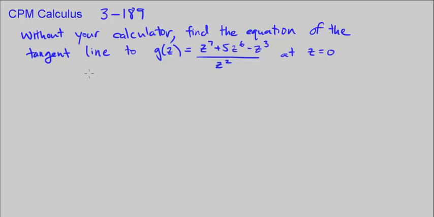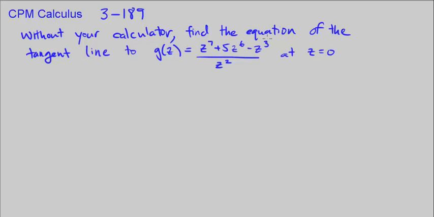This is CPM Calculus, Chapter 3, number 189. Without your calculator, find the equation of the tangent line to g of z, where that is defined to be (z to the 7th power plus 5 times z to the 6th power minus z cubed) all over z squared, at z is equal to 0.